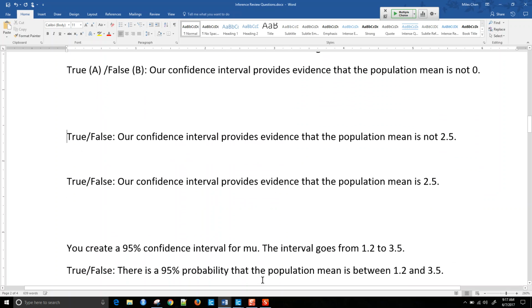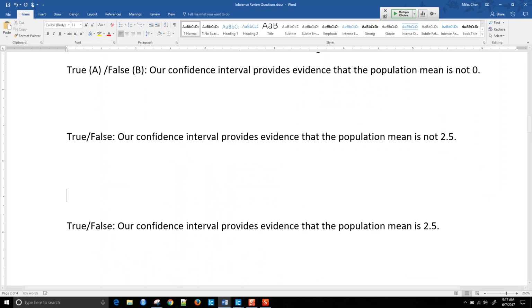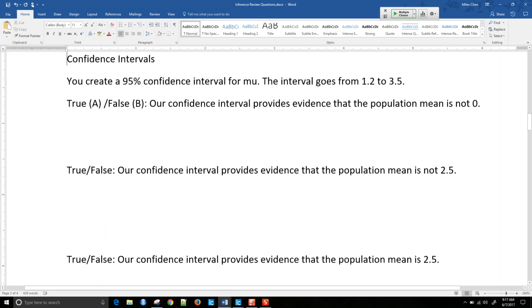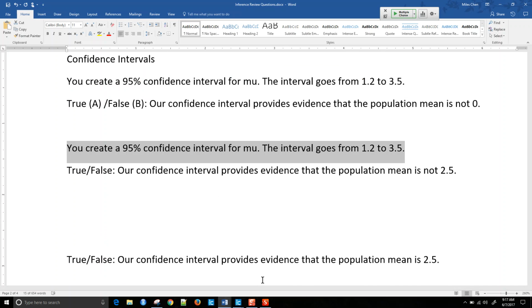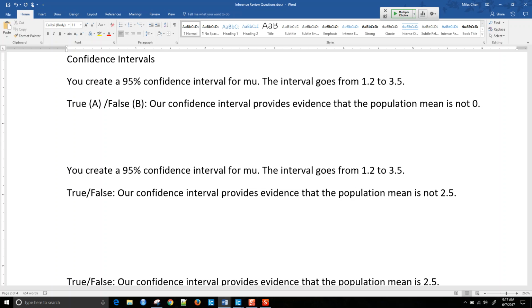All right, what about this one? I don't want to run the clicker for every single thing. Okay, true, false. Our confidence interval provides evidence that the population mean is not 2.5. Okay, again, the interval goes from 1.2 to 3.5. The confidence interval provides evidence that the mean is not 2.5. The answer here is false.